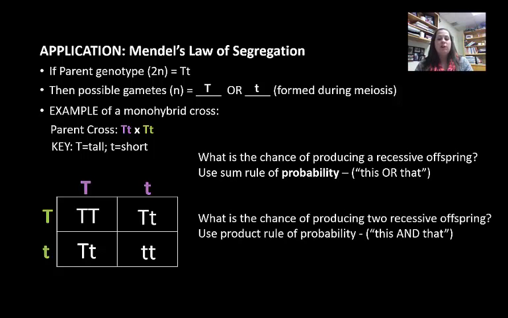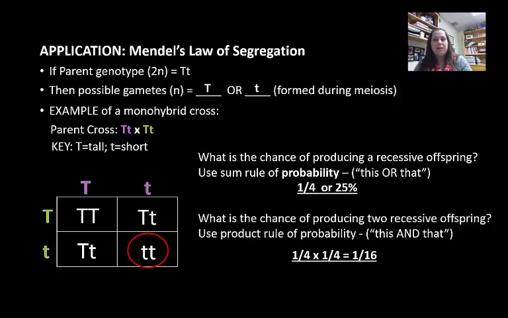So let's look at the sum rule first. This would be, what do we get with this or this? So when you look at this with the or term here, you're going to do addition. So what are the chances that you're going to get a short individual? Well, it's one box. This one box is 1 out of 4, so this is 25%. However, what are the chances that your first plant is short and your second plant is short? This is where the and comes in, where I'm actually going to do the multiplication. So this would be 1/4 times 1/4, which equals 1/16. So pay attention to the addition rule versus the product rule, the sum versus the product.